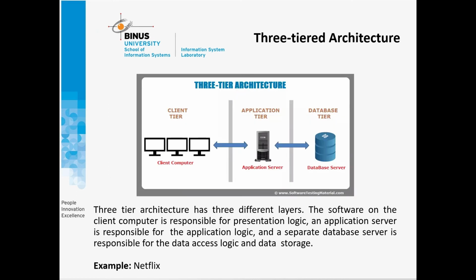Next, three-tier architecture. Three-tier architecture has three different layers. The software on the client computer is responsible for presentation logic, an application server is responsible for the application logic, and a separate database server is responsible for the data access logic and data storage. An example of three-tier architecture is Netflix. How can we say Netflix is an example of three-tier architecture? In Netflix, users start by logging in either via the web or via the mobile application. Once the user logs in, the user might access a specific video through the Netflix interface, which is the presentation tier used by the user as the end user.